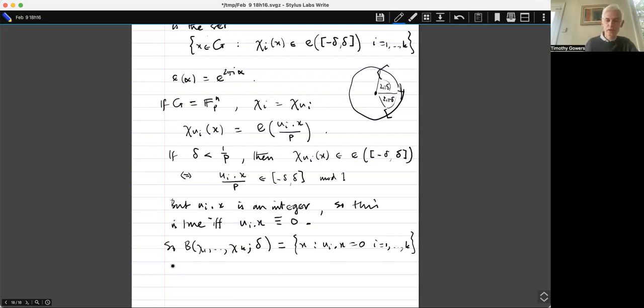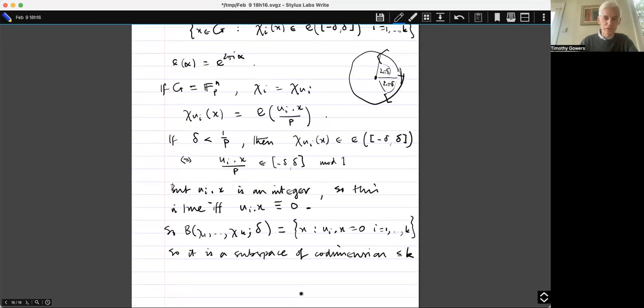So it is a subspace of codimension at most k. And of course, if it's got codimension less than k, that just means I chose some linearly dependent u_i's, and I can throw one of them out. So it's not a sensible way of defining this Bohr set to take characters that are linearly dependent, because you can always just chuck out a few until they are linearly independent. And if they are linearly independent, then the density of this Bohr set will, of course, be p to the minus k.